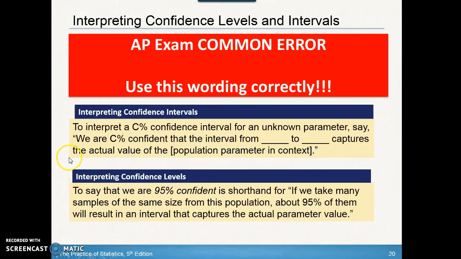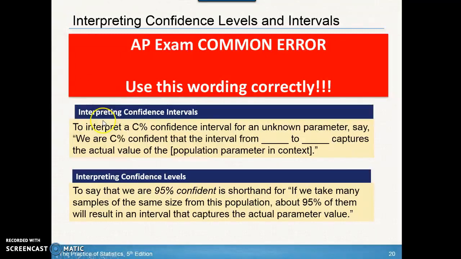Okay, so let's just talk about interpreting confidence levels and interpreting confidence intervals. You will be asked a lot of questions, A, on the free response portion of the exam, and B, on the multiple choice portion of the exam. And the AP exam uses this wording almost exactly the same every single time. And I'll just go through and tell you how theirs might be a little bit different.